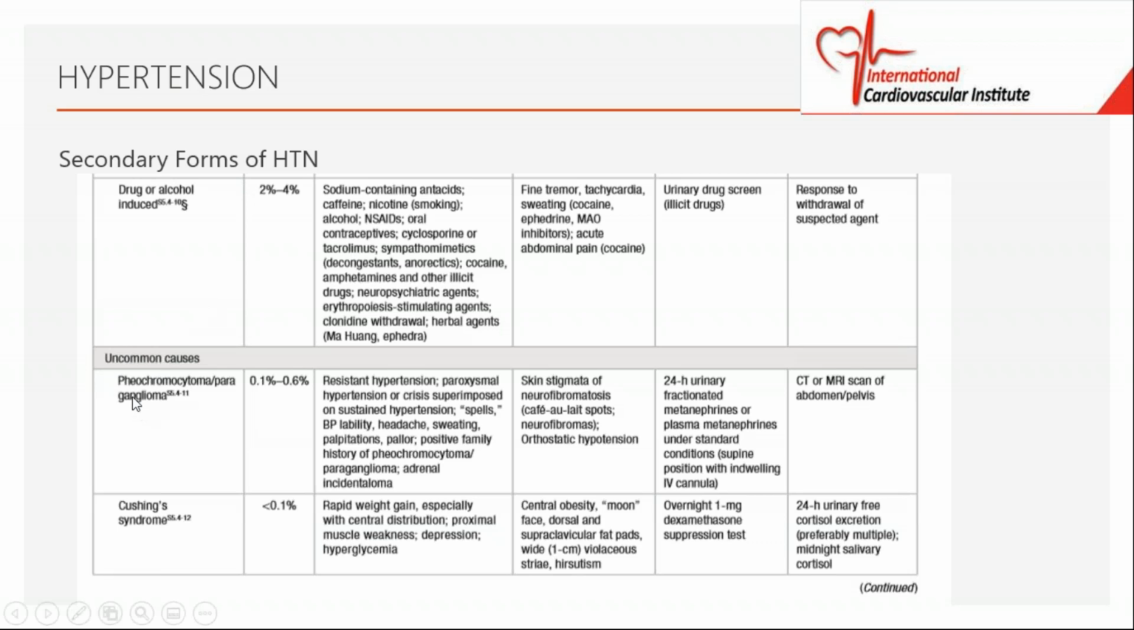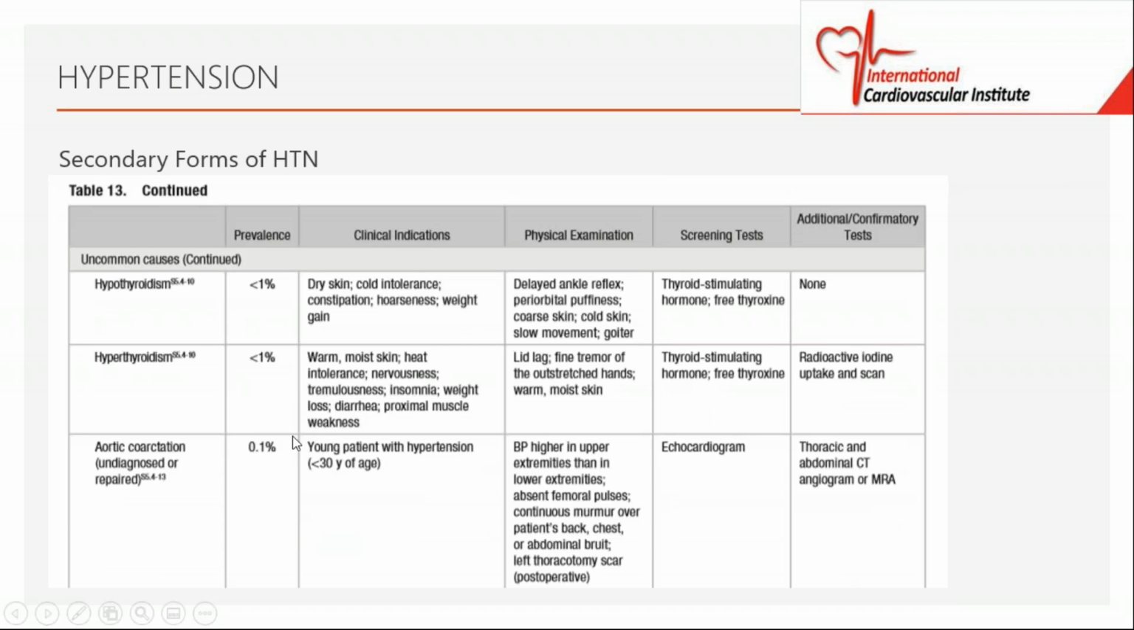Pheochromocytoma is not very common as a form of secondary hypertension, but they love it on the test. That's the only reason to know about pheochromocytoma. It's very, very testable. These patients will present with hypertensive crises, and you have to know how to manage them. Cushing syndrome is not very common, but it can cause secondary hypertension, and hypothyroidism and hyperthyroidism can also cause secondary hypertension.